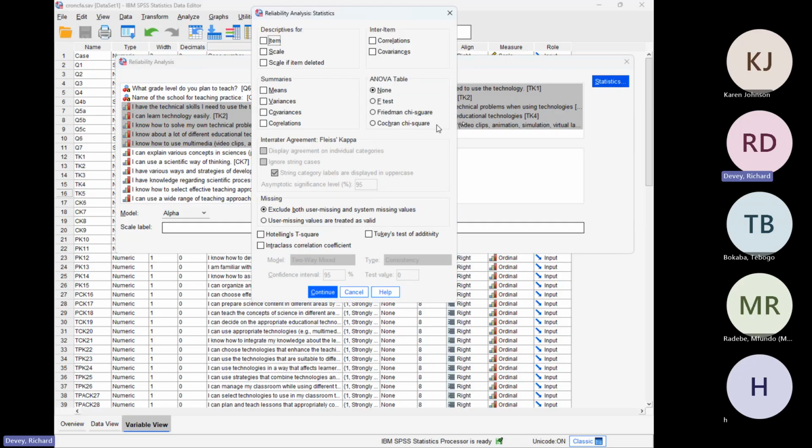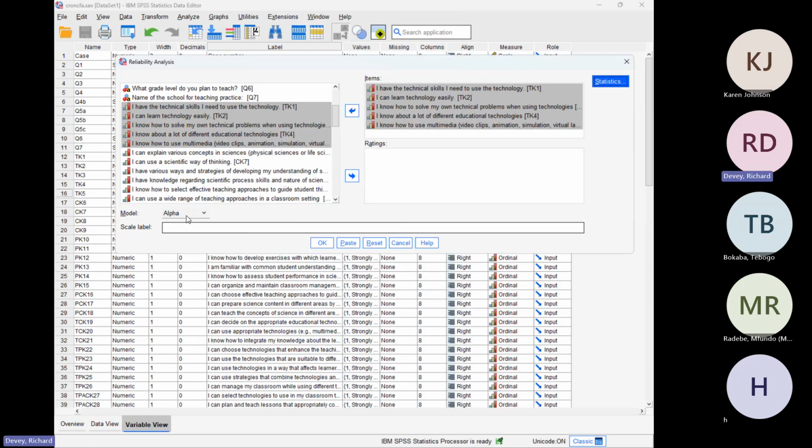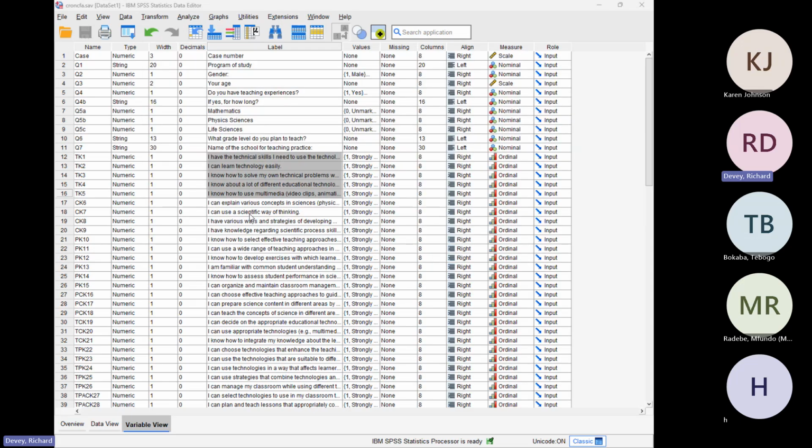You'll see there's a statistics option. I'm not going to worry about the statistics here because I don't really need to use them. I'm more concerned about the model that we're going to use, and we're going to use a Cronbach alpha. So I get the Cronbach alpha from this model option here, and then I click OK, and that's going to give me a result which is 0.801.